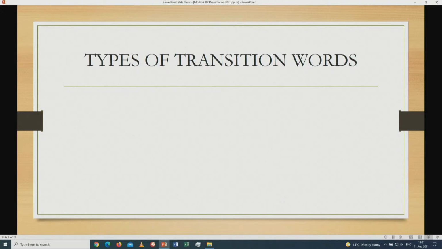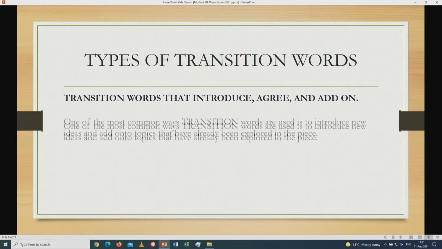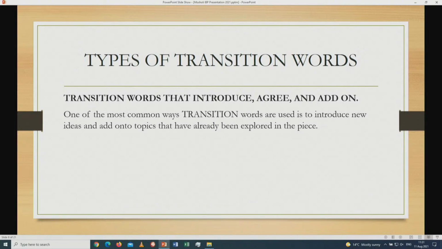Types of transition words. Transition words that introduce, agree, and add on. One of the most common ways transition words are used is to introduce new ideas and add on to topics that have already been explored in the piece.